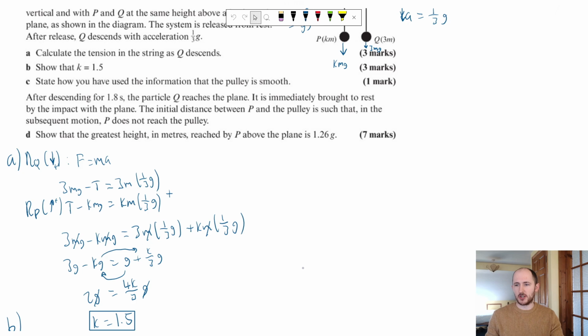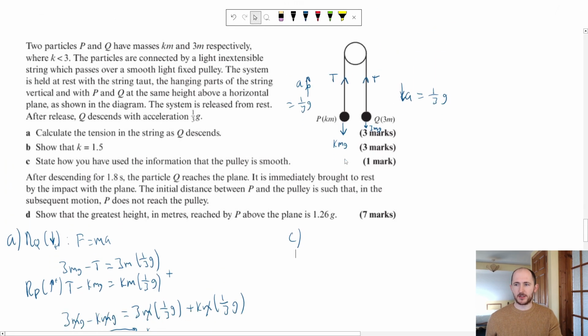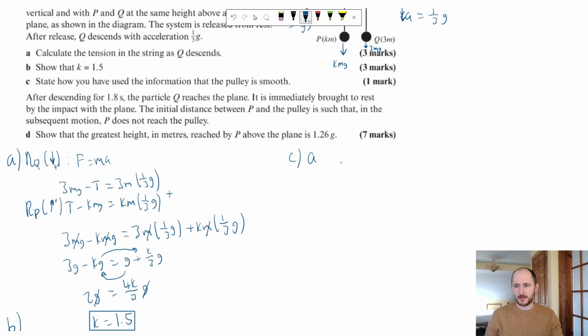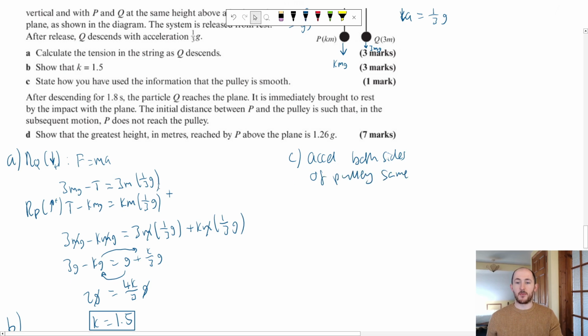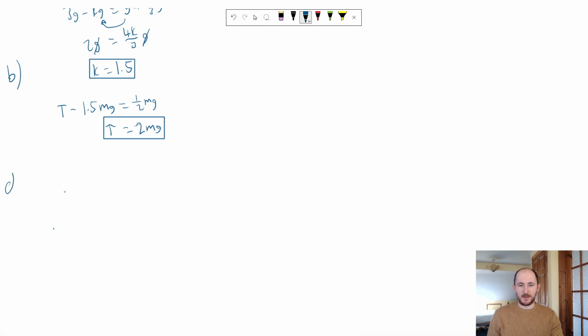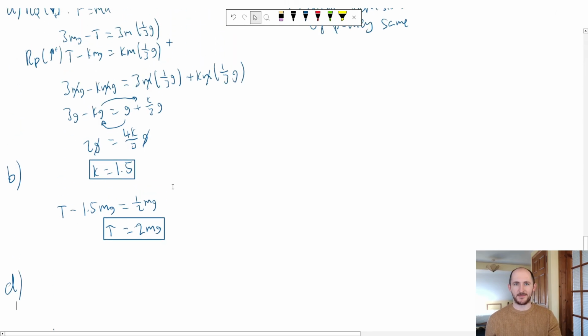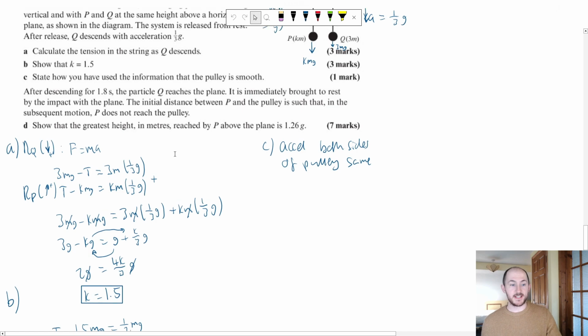Now for part C, it says state how you've used the information that the pulley is smooth. Well, we use that because the acceleration on both sides of the pulley is the same. So acceleration, both sides of pulley is the same. And lastly, we need to go through part D, which is a beefy 7 marker. So let's get started with part D.